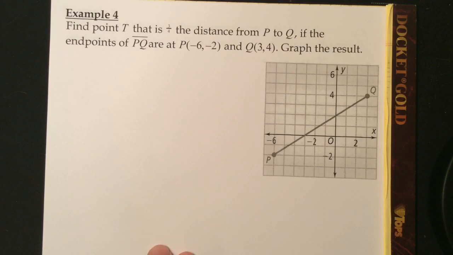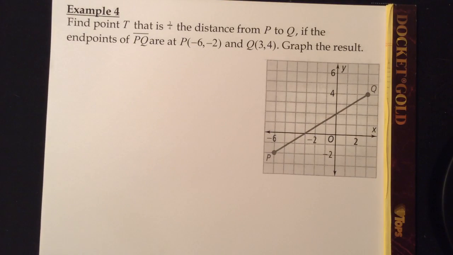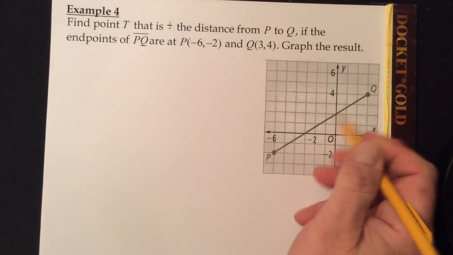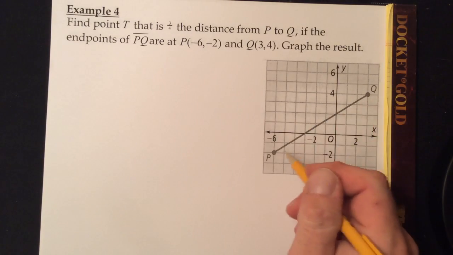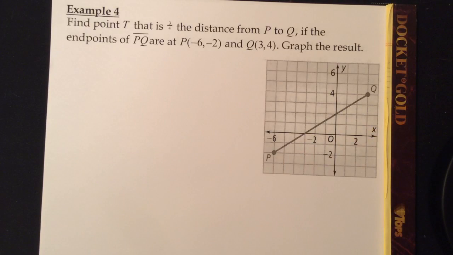Okay, example 4. This is a type of problem you've probably never done before, at least in Algebra 1. But in example 4, we want to partition. You're going to learn how to use a formula to find a specific point on a segment that's a fraction of the distance from one endpoint to the other. When we were doing the midpoint, that was half the distance from one point to the other. Well, this is like that, except it's a little bit more complex because we're not going to be looking for halfway across the segment. We're going to be looking for a different fraction.